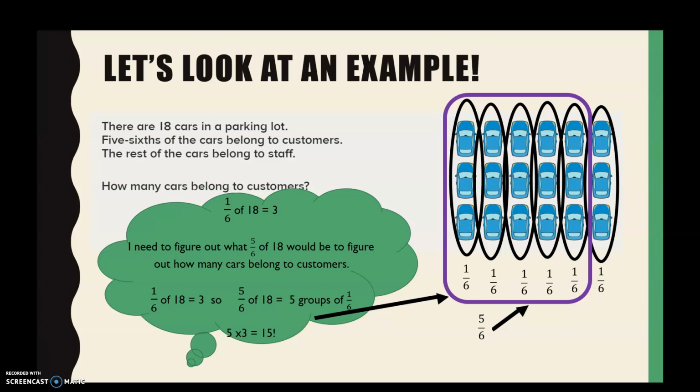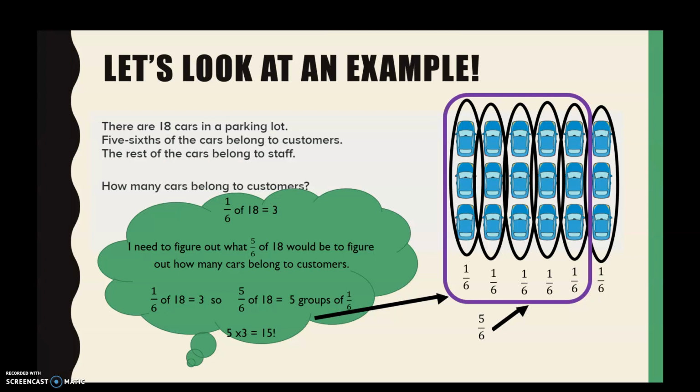So it's very useful to figure out what the unit fraction would be. So 1/6 of 18, figure that out first. 1/6 of 18. So I'm going to think about 18 split into 6 equal groups. That gets me to 3. Then go back to what the question asks you for. How many groups are you looking for? Well, in this case, we're looking for 5 groups. So I'm going to take my answer of 3, and I'm going to multiply it by 5, because I need 5 groups of 1/6. So 5 times 3 is 15.